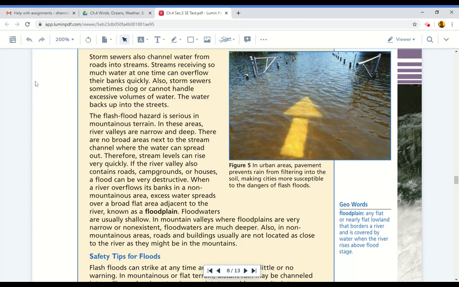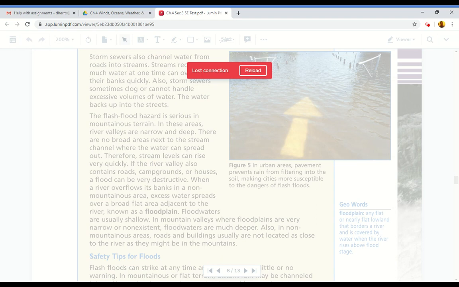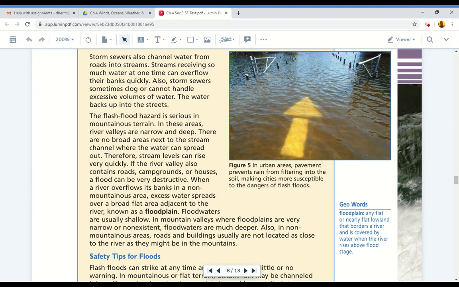Storm sewers also channel water from roads into streams. Streams receiving so much water at one time can overflow their banks quickly. Also, storm sewers sometimes clog or cannot handle excessive volumes of water. The water backs up into the streets.